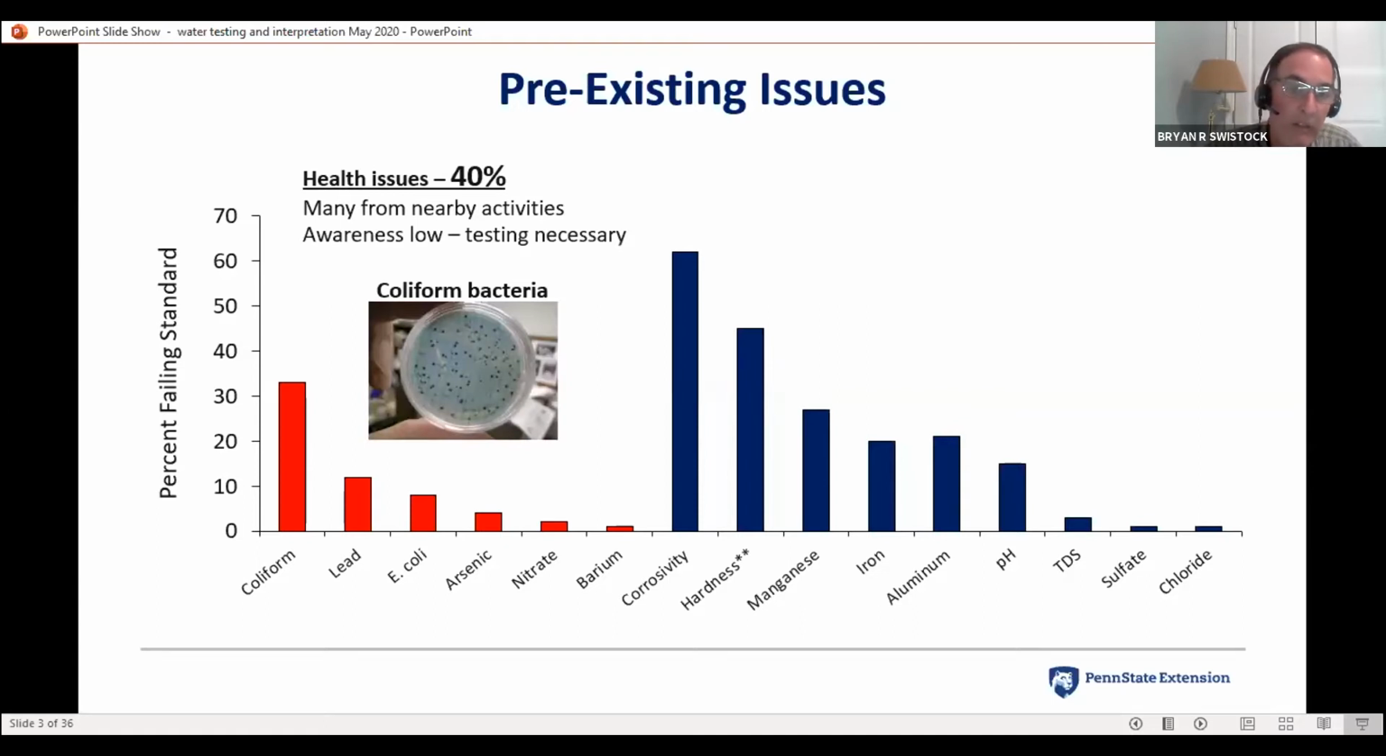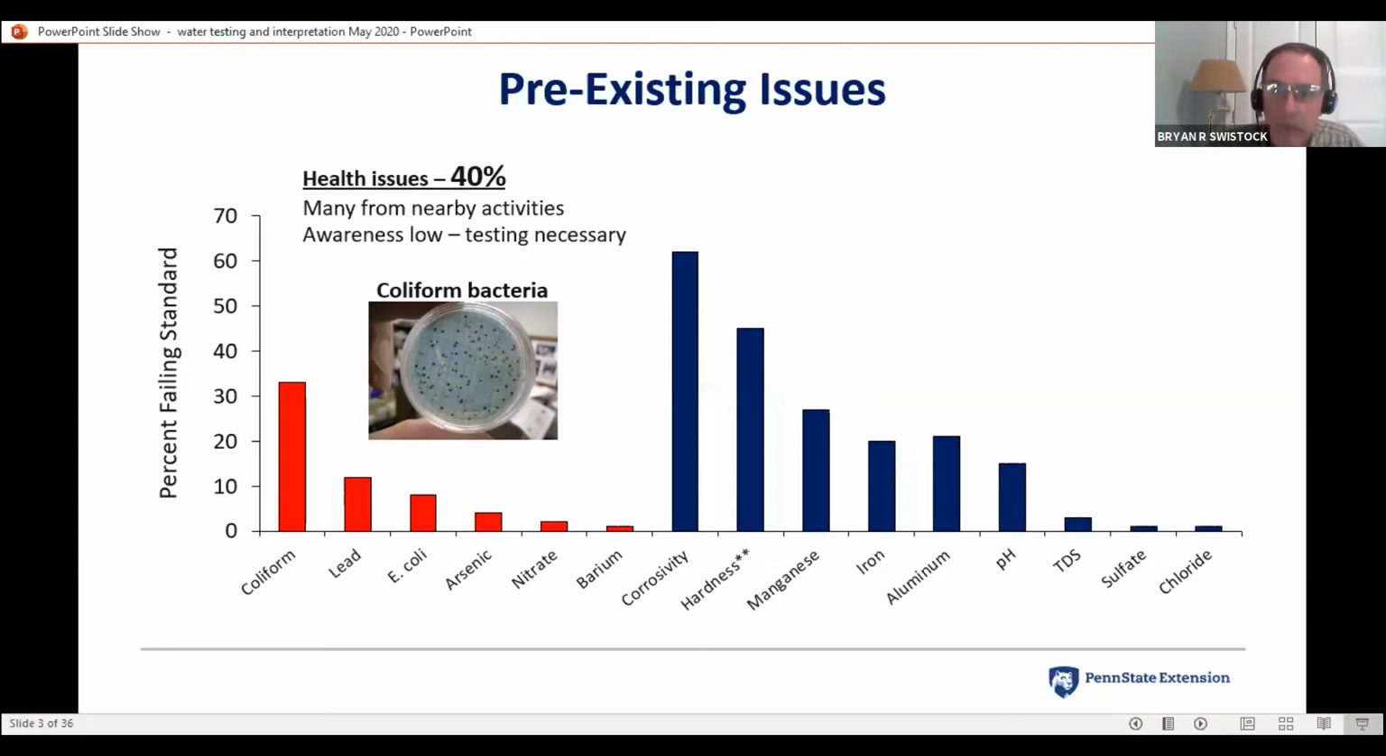And so in the red area, the health-based issues, in Pennsylvania about 40% of our private water systems have some sort of health-based pollutant above a drinking water standard. Most of those are coliform bacteria, but other significant ones are lead, E. coli bacteria, arsenic, nitrate, and barium.